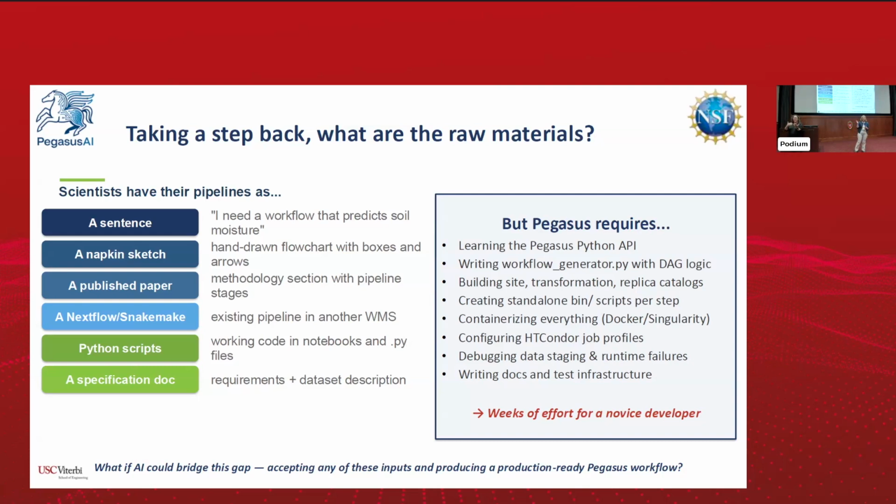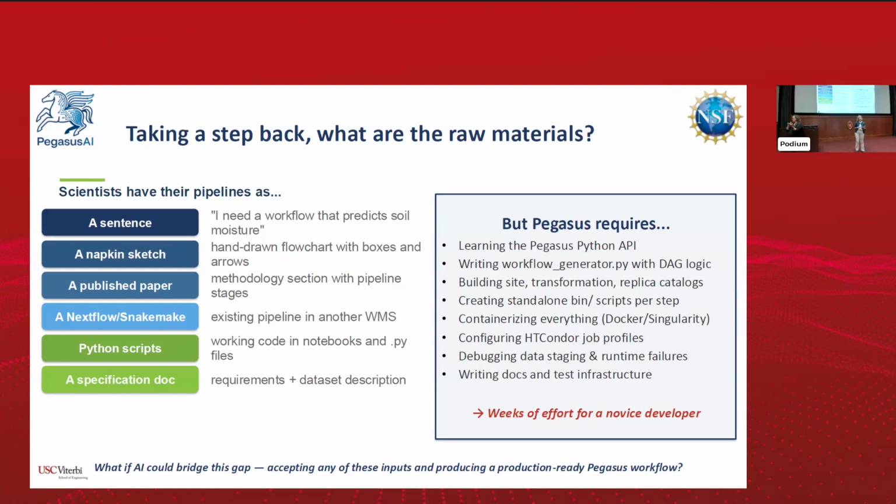We also talked about Nextflow, and you have examples of these. NF Core has tons of different types of bioinformatics workflows that you want to run. SnakeMake has others as well. You have Python scripts, which are very popular. Lots of people have very complex Python scripts that nobody understands today, or you have a specification document.